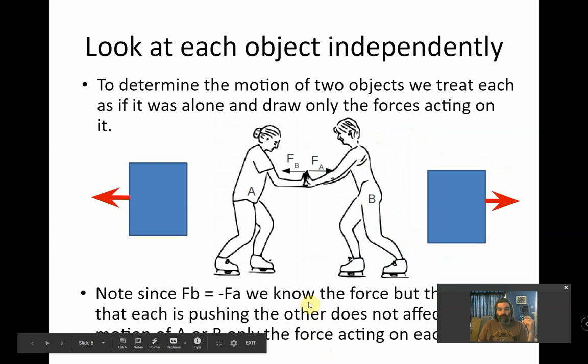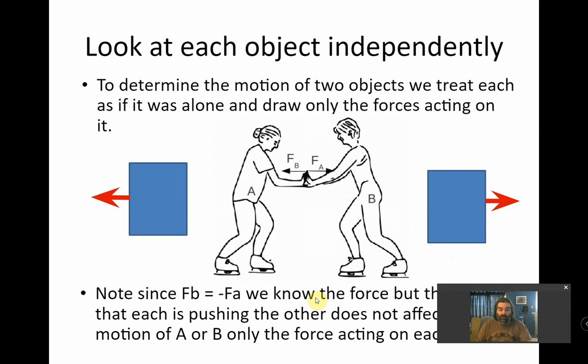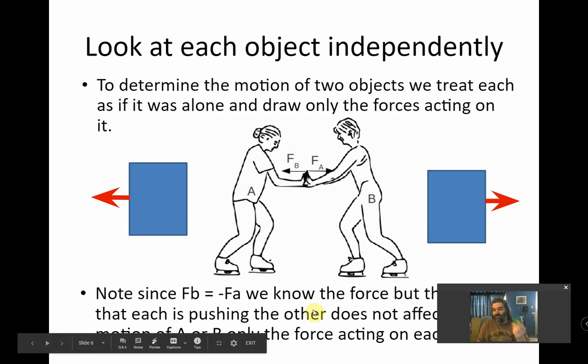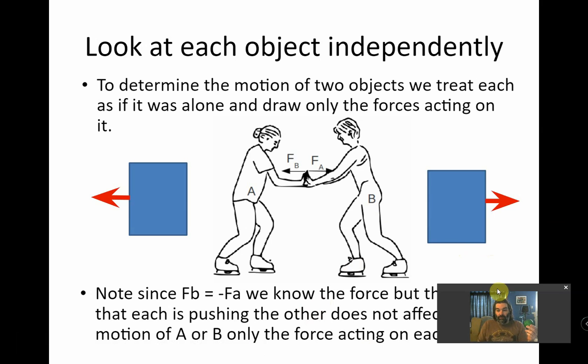All right? So how do we figure that out? Well, the way you do that is you look at each object independently. The reason you don't notice it on me is I'm much bigger than this ball. So the force I'm putting on it isn't enough to really change my motion that much. But for the ball, it's much lighter, so you get more of an effect on the ball.